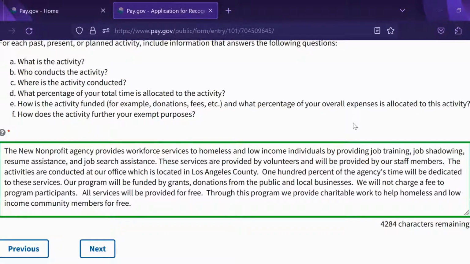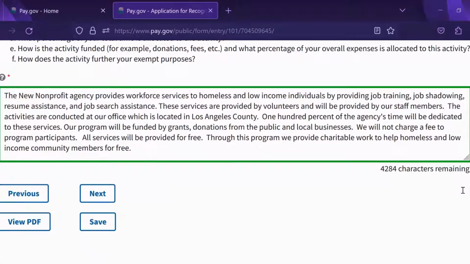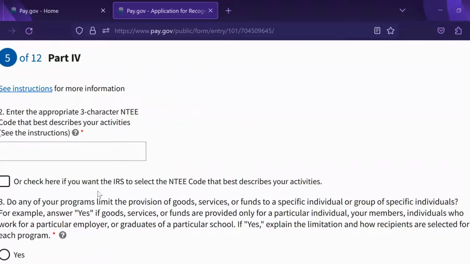100%. Okay. So there's probably 5,000 characters in total, so you have plenty of space to answer that question appropriately. So let's go to the next page.